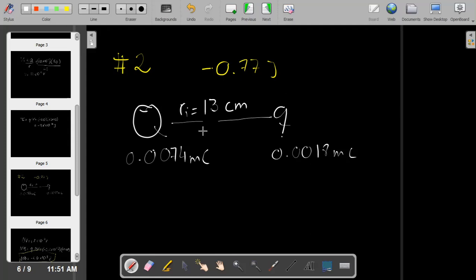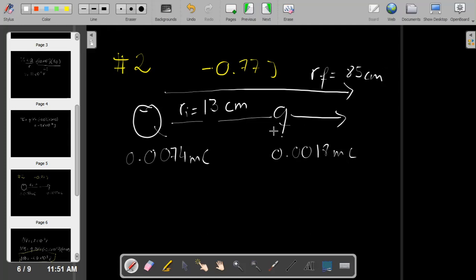Because they are both positive, this one is going to try to move away. So our final distance is going to be 85 centimeters. Remember that particles that have the same sign, positives or negatives, repel one another. So the one that's movable, the one that can escape, will try to move away. And they're asking for potential energy here.